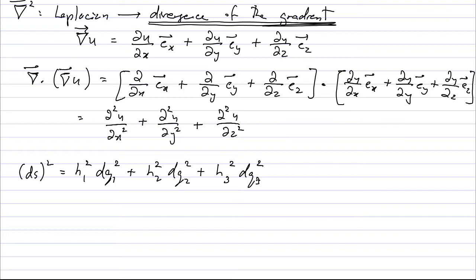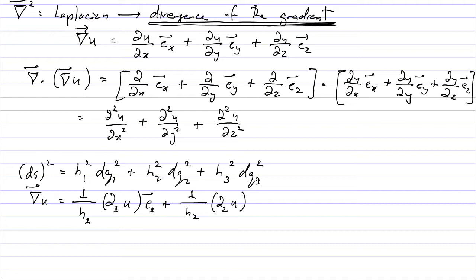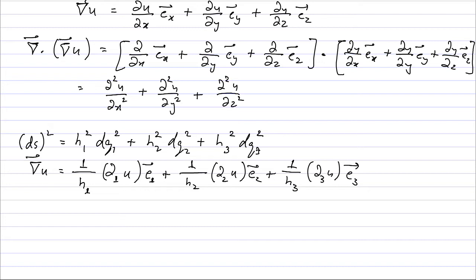Right, so that's what we had, and we found that the gradient of u in such a general coordinate system is given by 1 over h1, and I'm not repeating this again, I did this before, derivative of u with respect to q1 times e1, plus 1 over h2, derivative of u with respect to q2, times e2, plus 1 over h3, partial 3 u, e3. And then we had the recipe for calculating the divergence of a vector field in a general coordinate system.